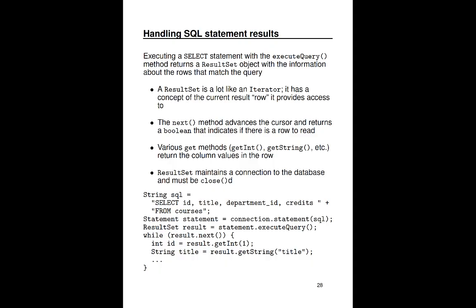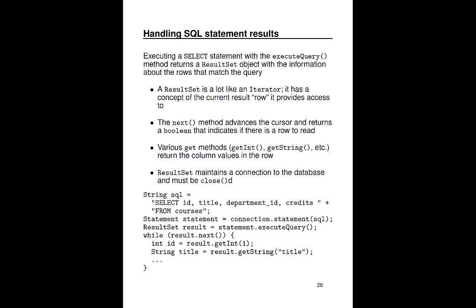We got ourselves a connection to the database previously, and we're going to create a statement for executing that SQL by invoking the statement method of the connection. That gives us a statement object, and then we can execute the query by invoking the execute query method. That'll give us a result set, and then we iterate over it.